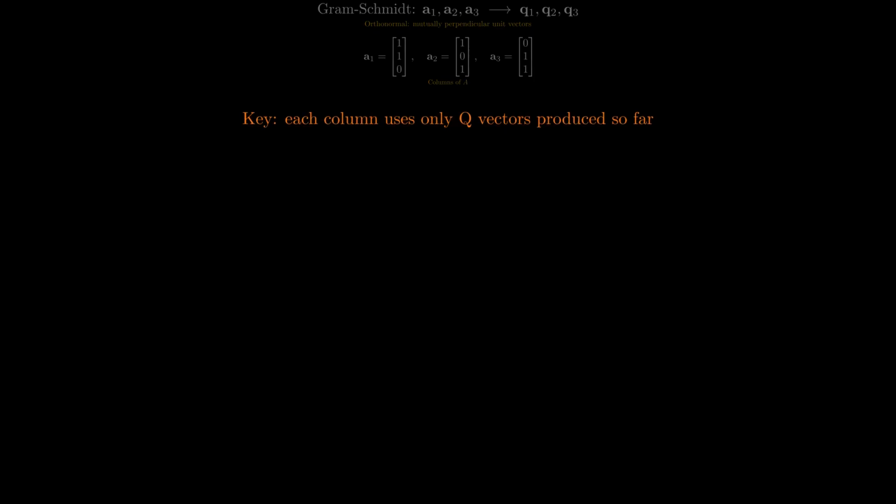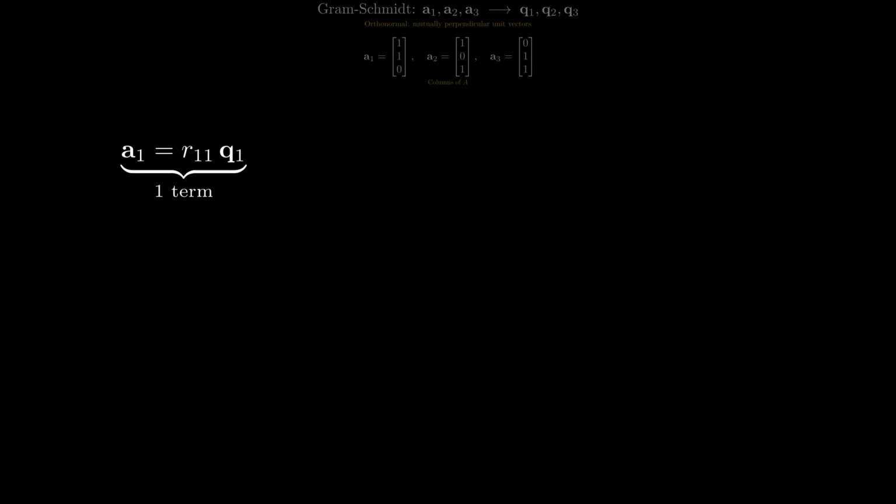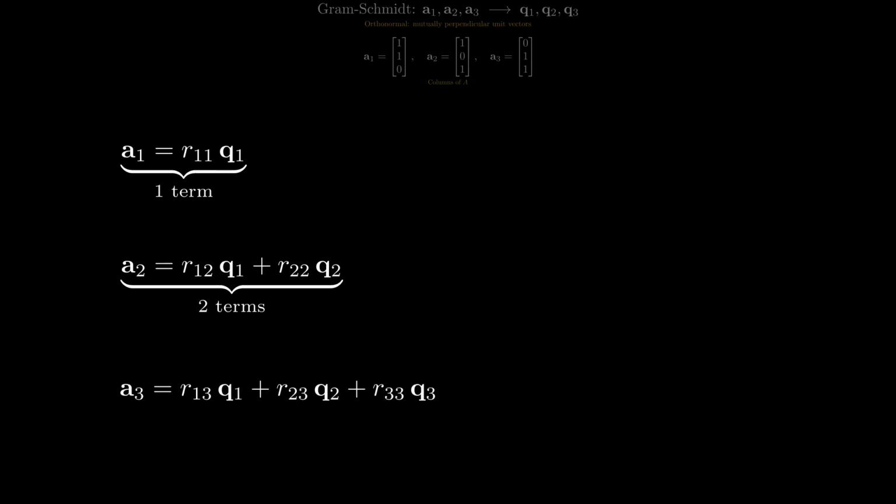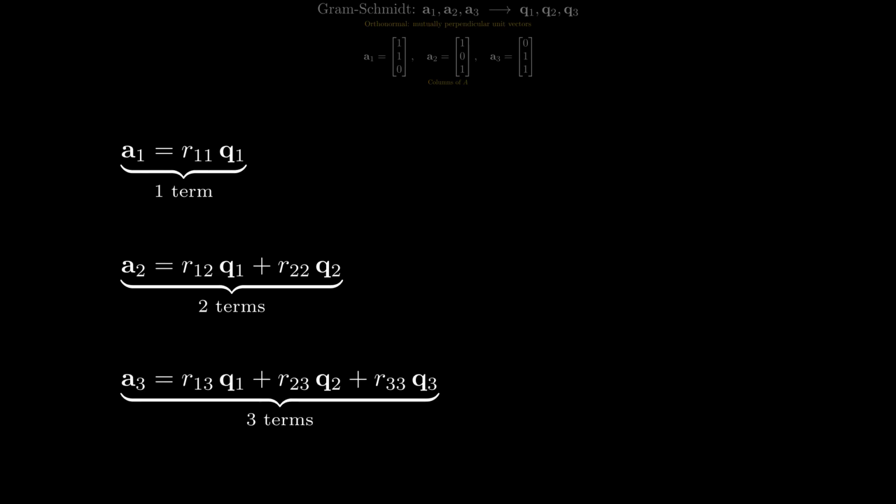Here is the crucial observation. Each original column is a linear combination of only the q vectors produced so far. a1 equals r11 times q1. That's just one term. a2 equals r12 times q1, plus r22 times q2. That's 2 terms. a3 equals r13 times q1, plus r23 times q2, plus r33 times q3. That's 3 terms. Each coefficient rij equals qi transpose times aj, the dot product of qi with aj.